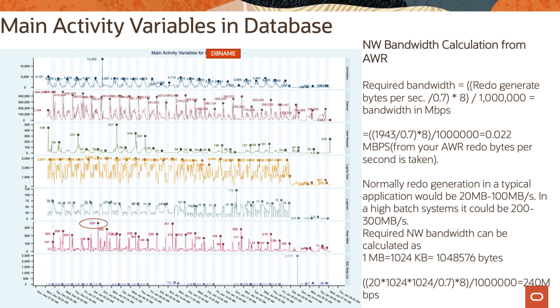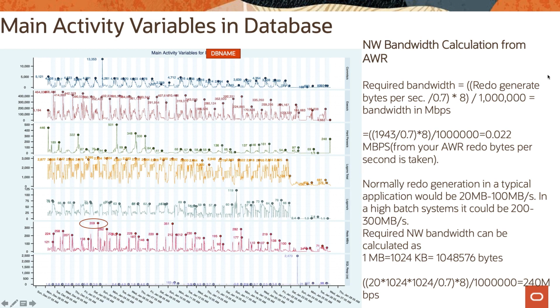Some other variables shown here are how many commits or executions per second, any hard parses, or logon behavior. Redo MB per second is another important point to consider, and you can also calculate the network bandwidth from these data.